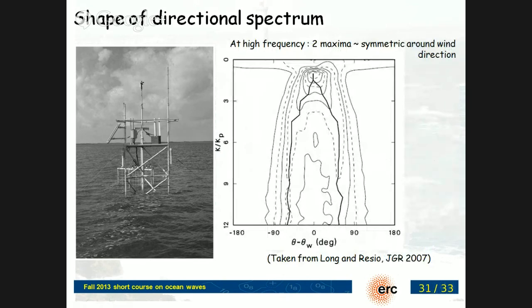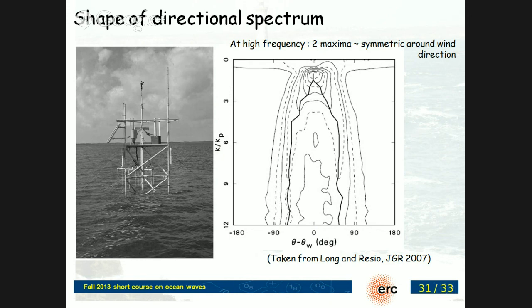And this is another illustration of the spectrum. Now it's just contours of energy as a function of wave number instead of frequency, and then directions. You can see here that minus 90 degrees and plus 90 degrees would be opposite directions compared to the wind in the middle, and the maxima are maybe at 70 degrees instead of 90. So it's really a broad directional distribution at high frequencies.